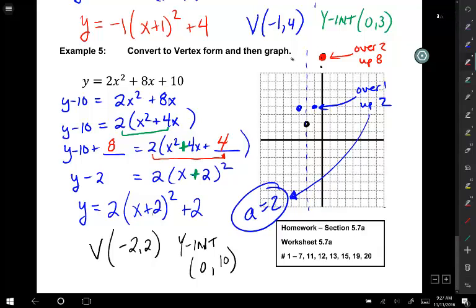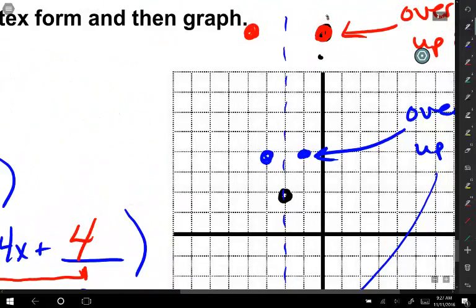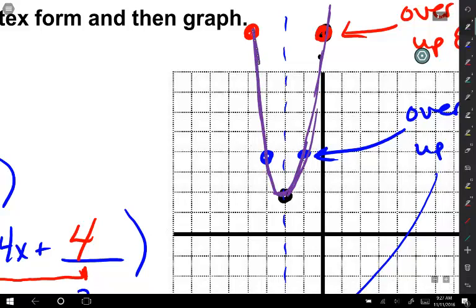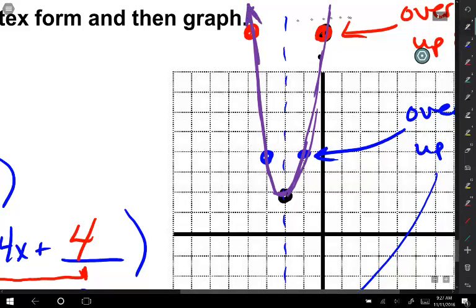So let's reflect that. And now we certainly have enough points, so we can do a sketch. And there we go.